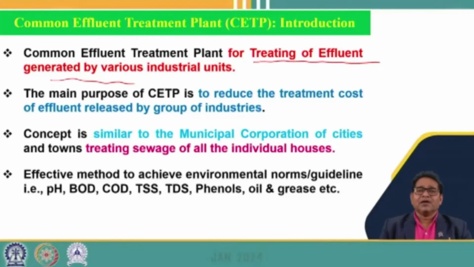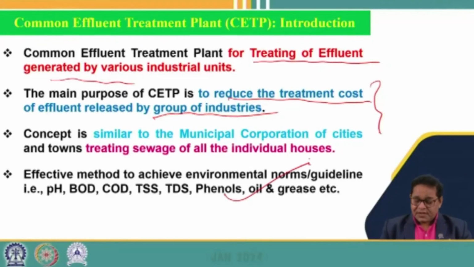So this basically reduces the overall treatment cost required for treatment of industrial effluent generated from a group of industries instead of an individual industry. So there will be a lot of cost saving. Also, this common effluent treatment plant for industries is basically in tune with the municipal corporations of bigger cities, where they combine municipal wastewater and sewage from all individual houses, bring it to a common place, and then have a large sewage treatment plant for their treatment and final disposal.